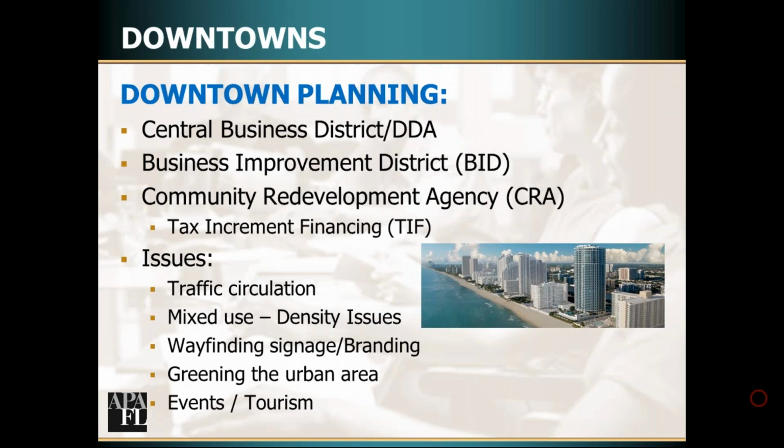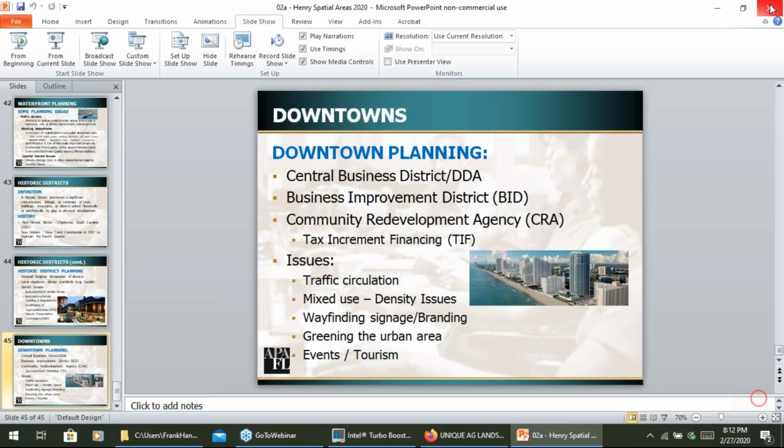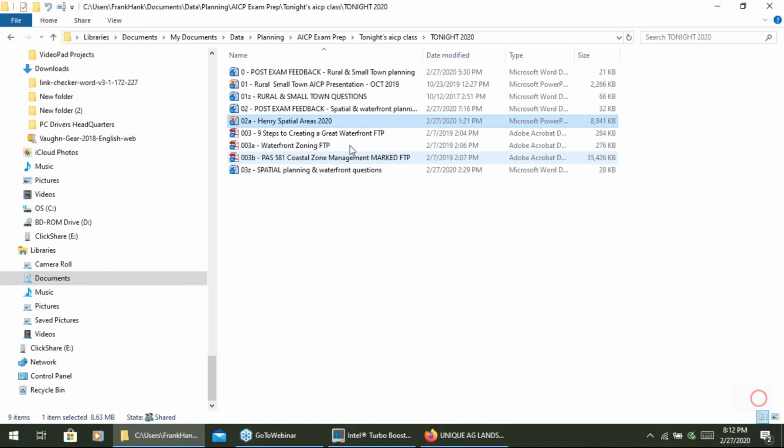We talked about some of this, but central business districts, downtown development agencies, business improvement districts where they get together. And then, of course, you've got CRAs, which may use tax increment financing as a way to deal with it. We touched on that. And the issues may be traffic circulation, density issues, wayfinding, greening, events, tourism. And that's it for spatial areas. That's all the different categories of spatial areas.